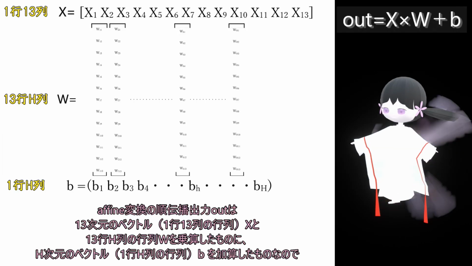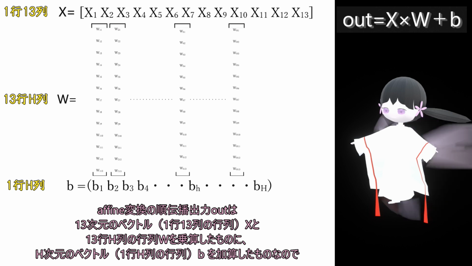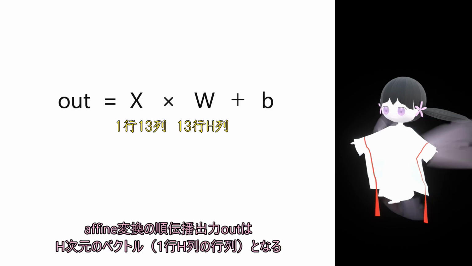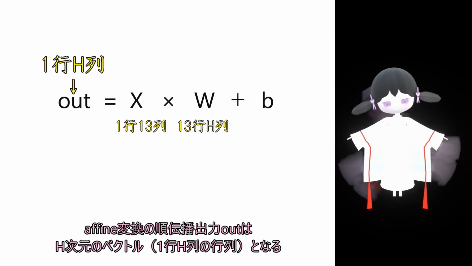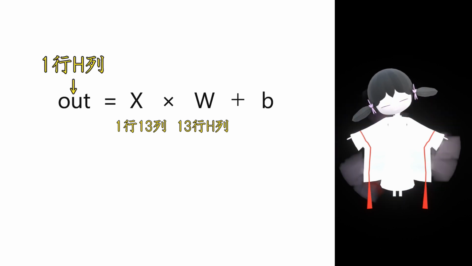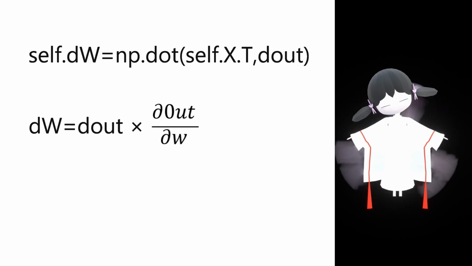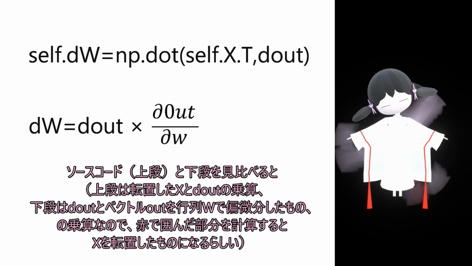The output of forward propagation of the affine transform is obtained by multiplying the input x by the weight w, and then adding the bias b. The output of the forward propagation, out, is a one-row, multiple-column matrix. Comparing it with the source code, we should take a closer look at this part.